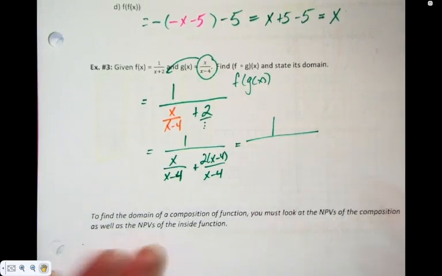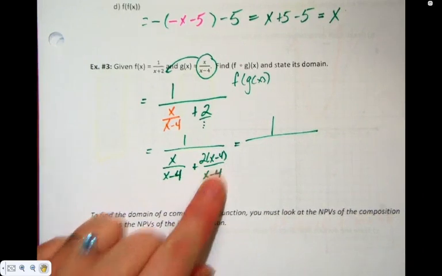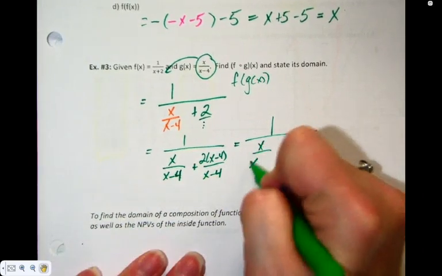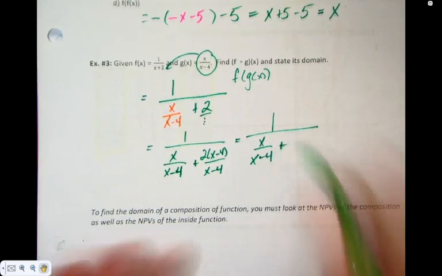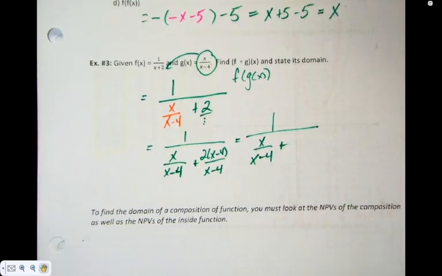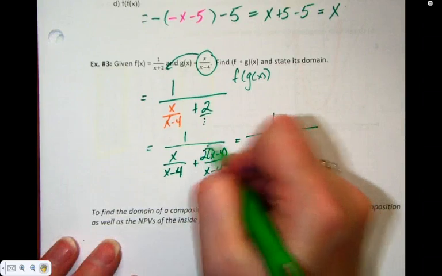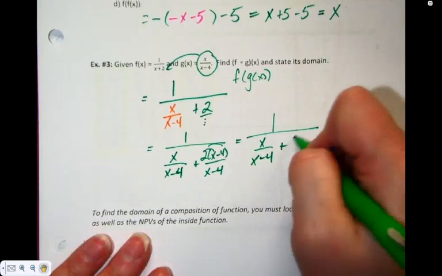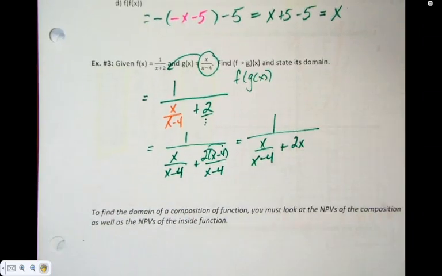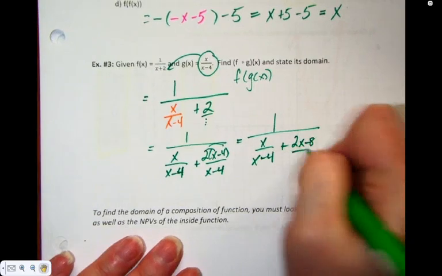So I still got this 1 on the top that I'll worry about in a second. All I'm going to do now is multiply the second denominator. So I'm going to keep the x over x minus 4. And here I'm just going to distribute. So 2 times x is 2x. And 2 times negative 4 is negative 8.